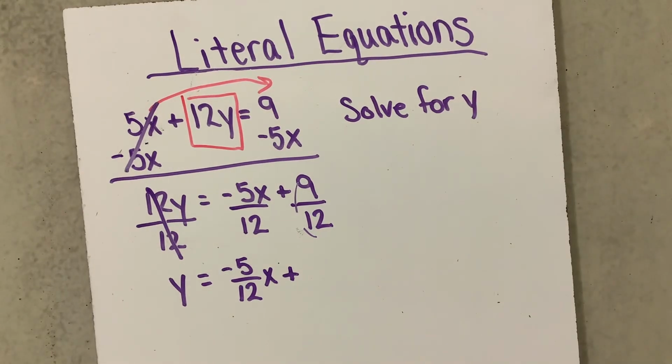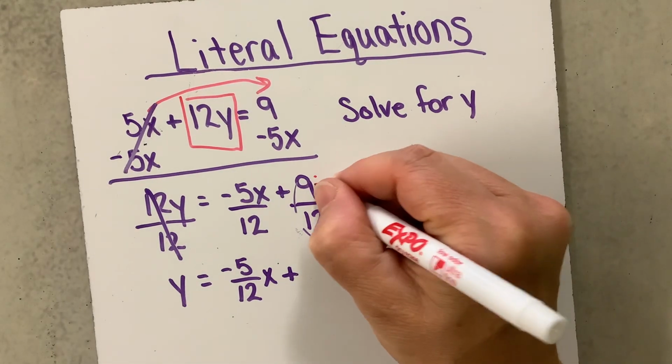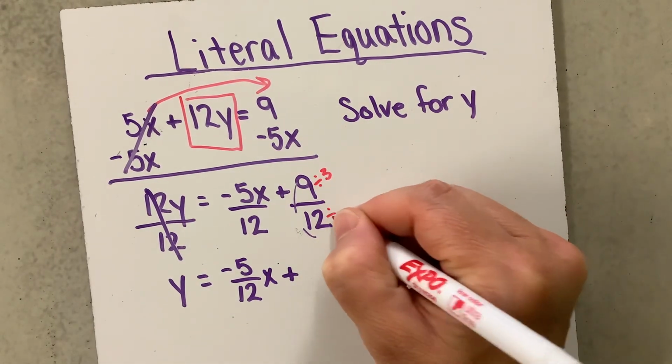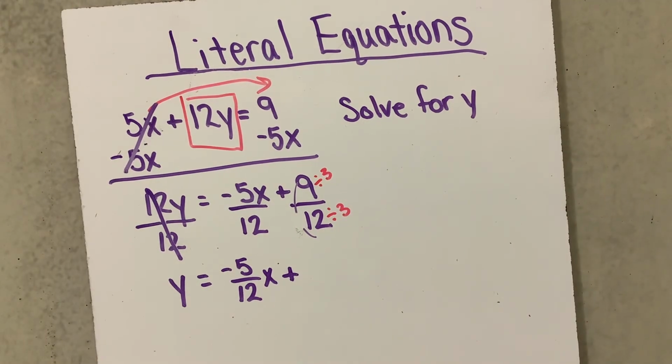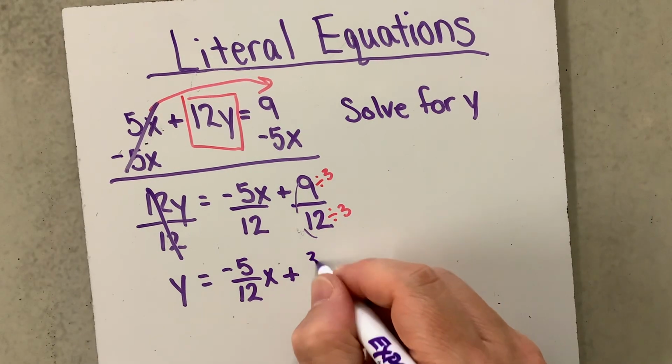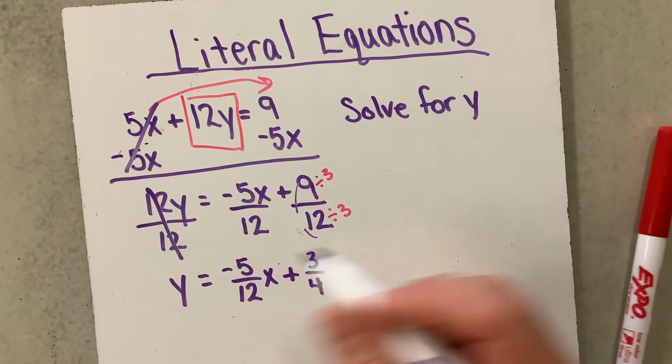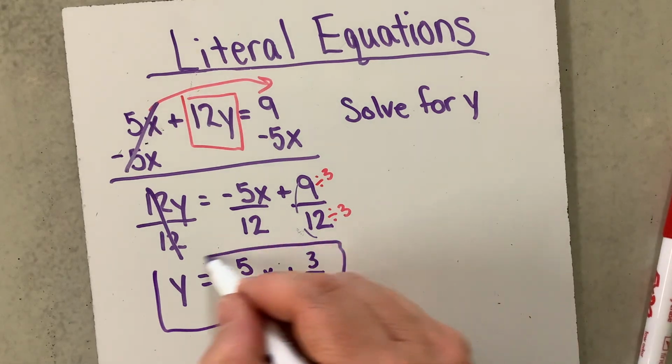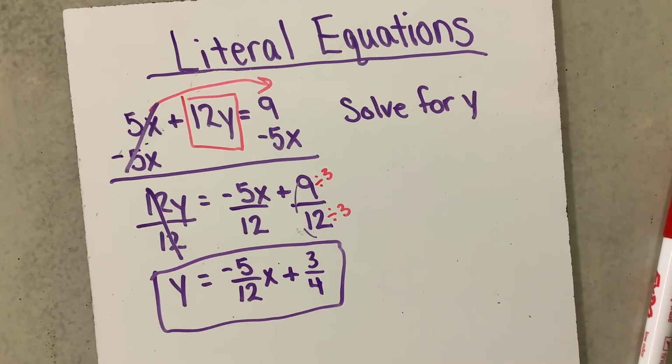Now, 9/12, I can reduce that because there is a 3 in both of those. So 9 divided by 3 is 3, 12 divided by 3 is 4. And this would be our final answer. Okay?